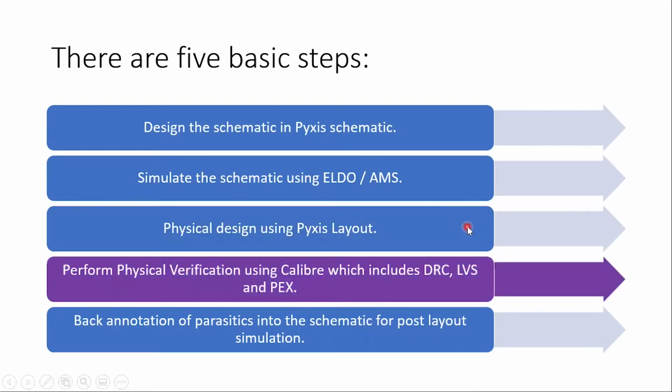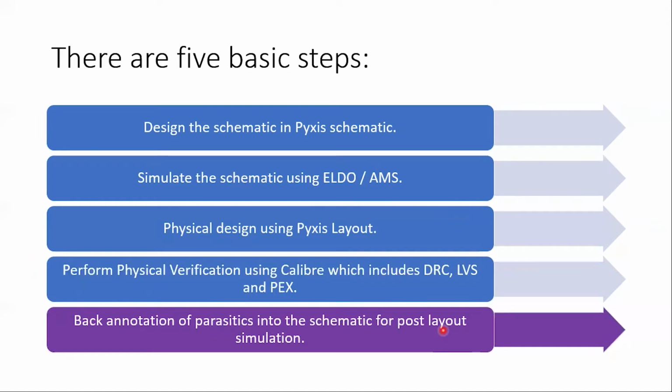And coming to the 5th one, we are performing the physical verifications by using the Calibre tool. In this Calibre tool, we are doing operations such as design rule checking, DRC, layout versus schematic, that is the LVS operation, and the last one PEX, parasitic extraction of resistances and capacitances. This is the 4th tool here we have. And the last one is back annotation of parasitics into the schematic for post layout simulation.